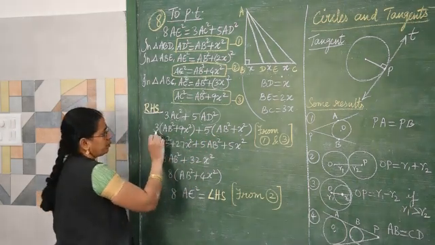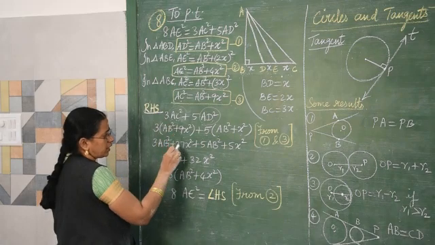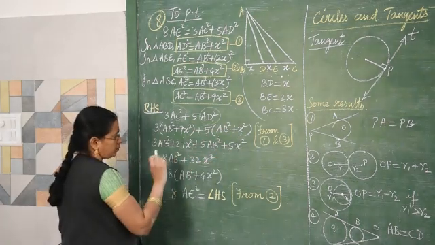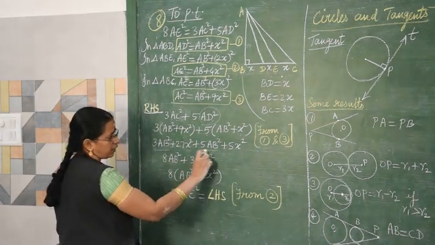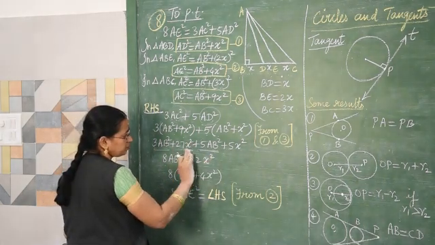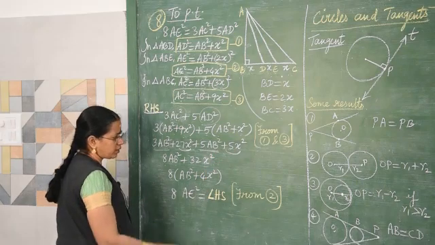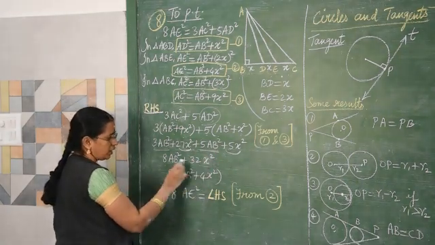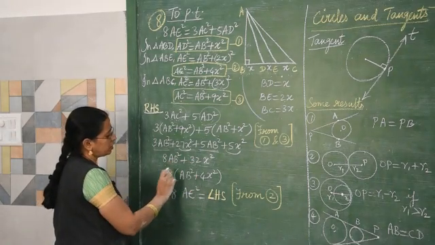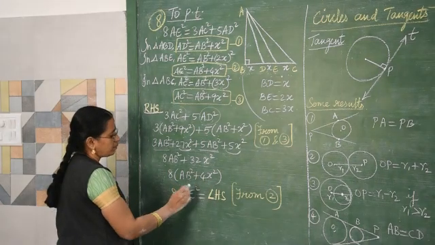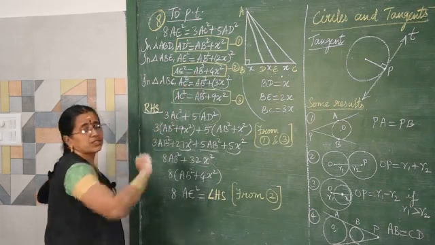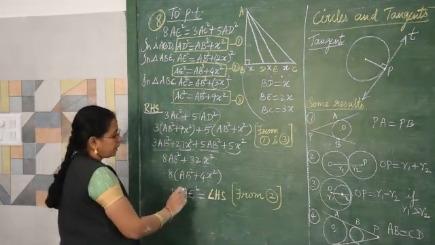Now multiply. 3 into AB square plus 3 nines are 27x square, plus 5AB square plus 5x square. Now 3AB square plus 5AB square, adding, 8AB square. 27x square plus 5x square, 27 plus 5, 32x square. Taking 8 common outside, remaining AB square plus 4x square, since 32 is 8 times 4. Now what is AB square plus 4x square? From equation 2, that can be written as AE square.